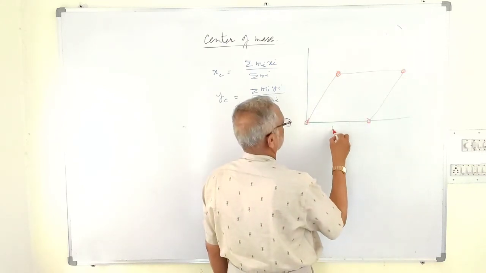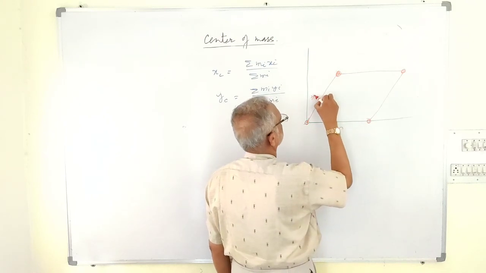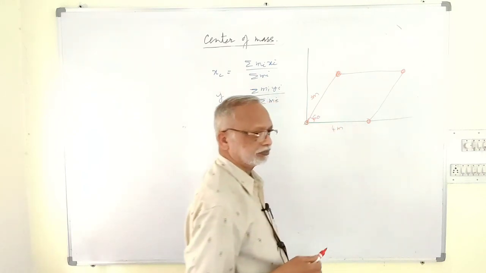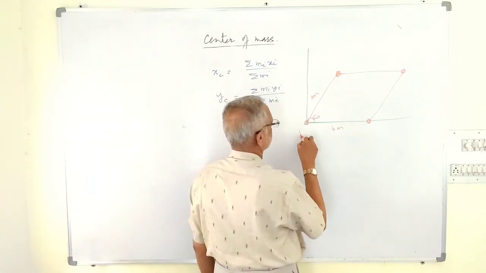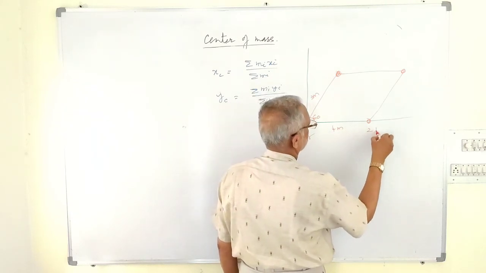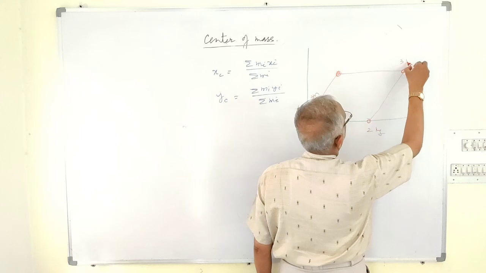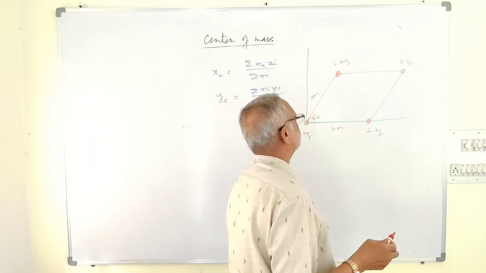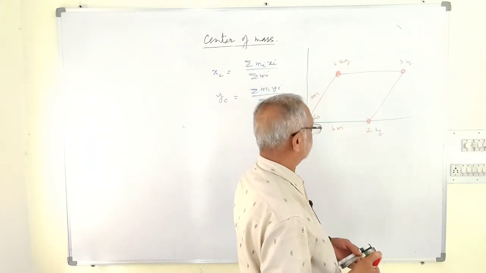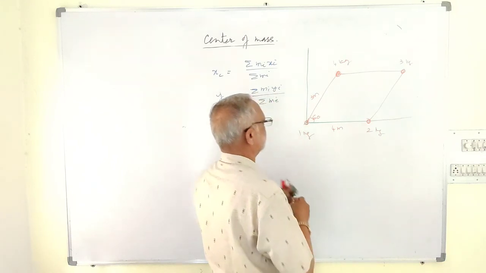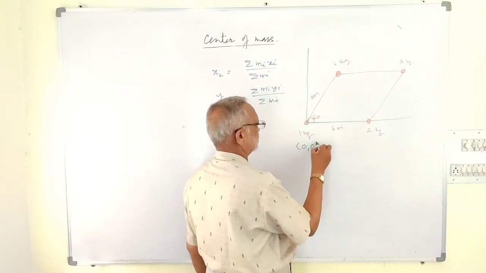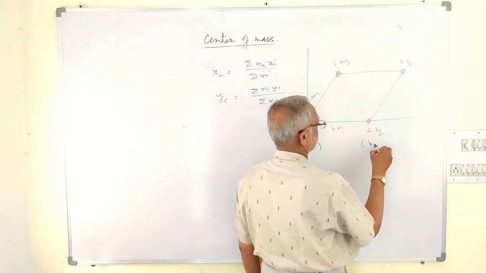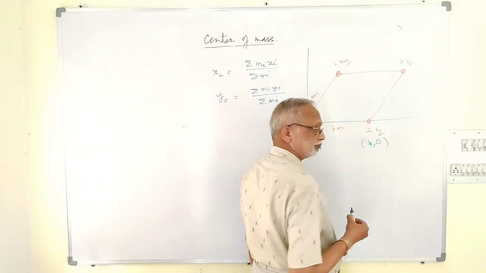So the length of the sides are, this is 4 meter, this is 3 meter. This angle is 60 degrees. So the masses are 1 kg, 2 kg, 3 kg and 4 kg. So 4 bodies are present like this. Let us first of all find their coordinates. Since 1 kg is at the origin, its coordinates are 0, 0. 2 kg is on the x-axis, x coordinate is 4, y coordinate is 0.